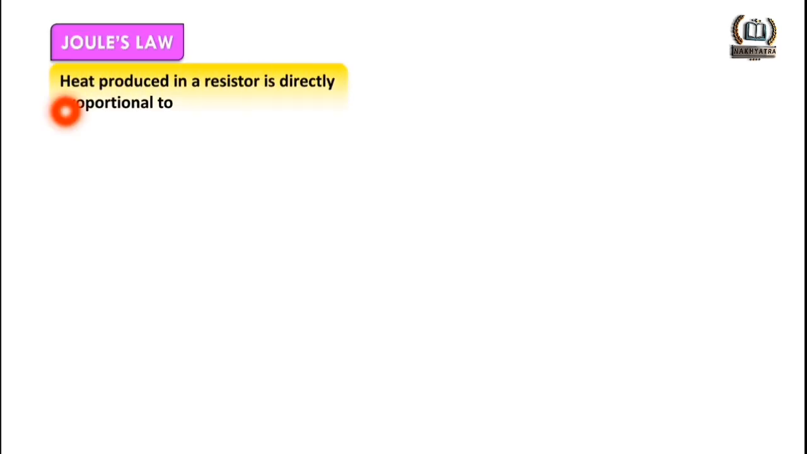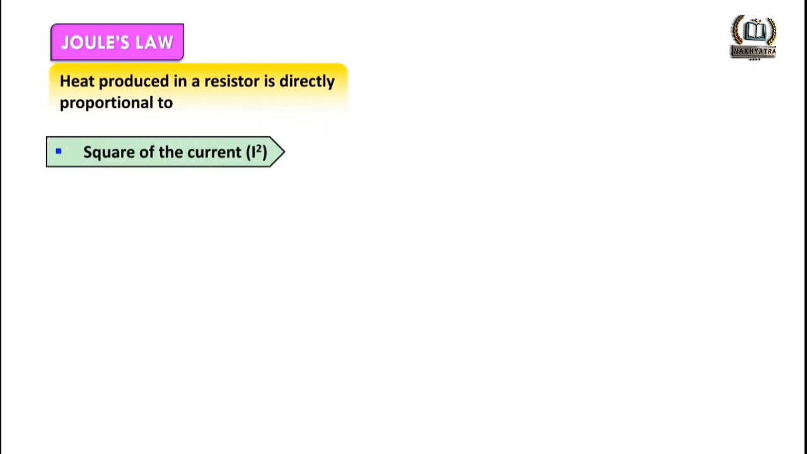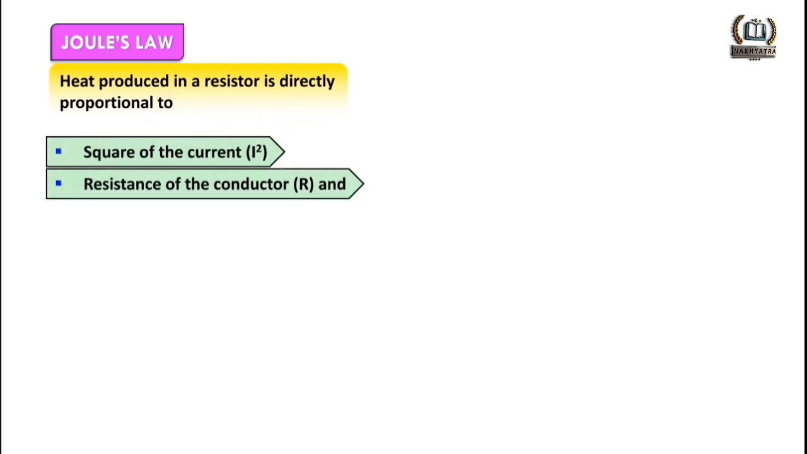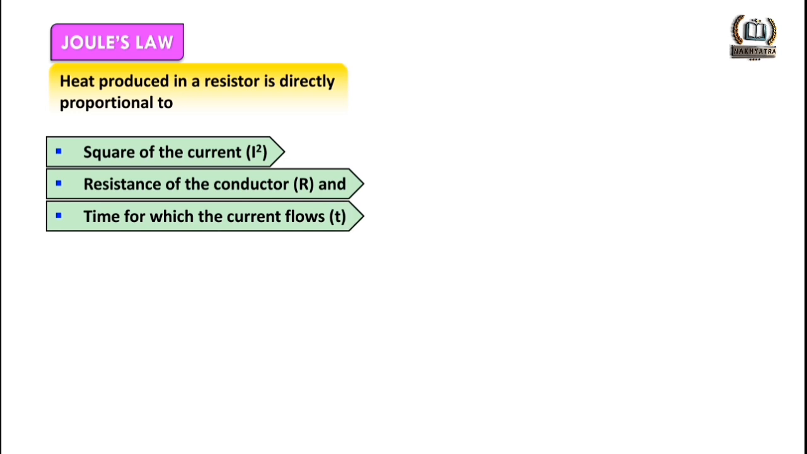Okay, next we will discuss Joule's law. So see here, heat produced in a resistor is directly proportional to square of the current, resistance of the conductor, and the time for which the current flows. So the heat produced in a conductor is directly proportional to the square of electric current. Okay? So the more electric current flows through the conductor, the more heat, as it is directly proportional to its square. Am I clear? Next, the heat is directly proportional to the resistance of the conductor.